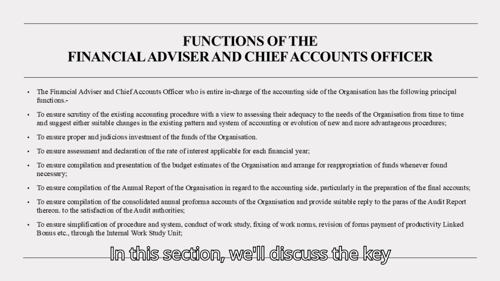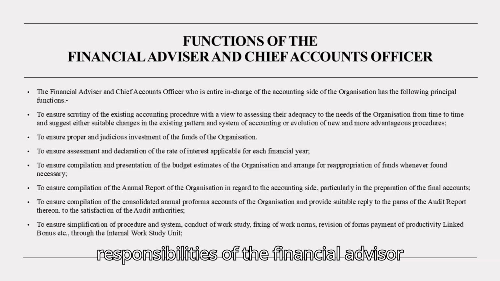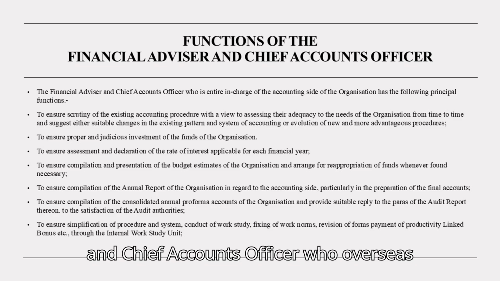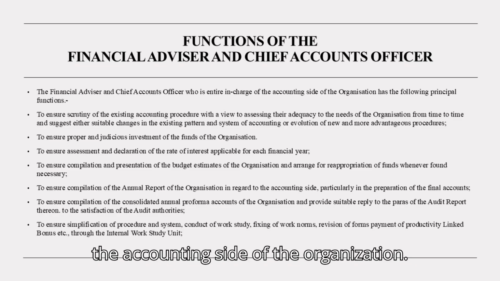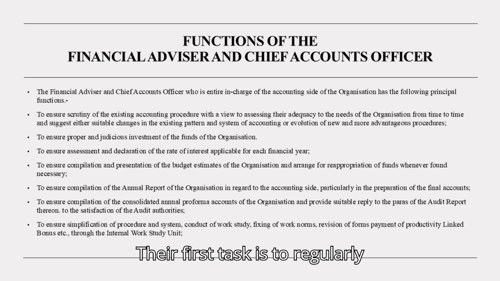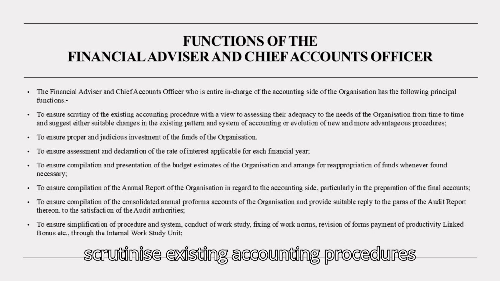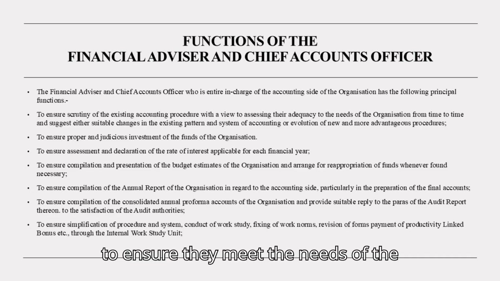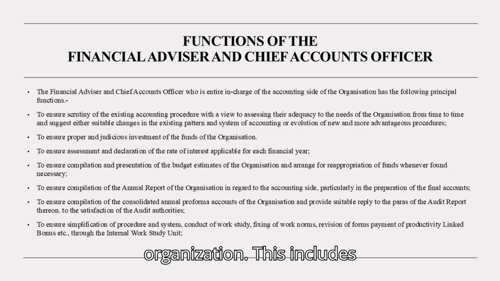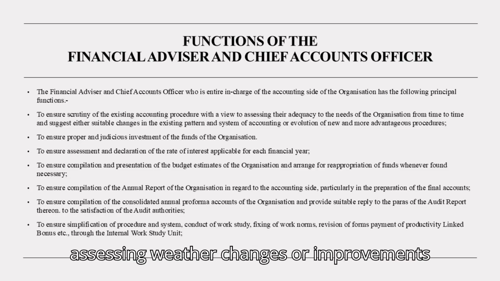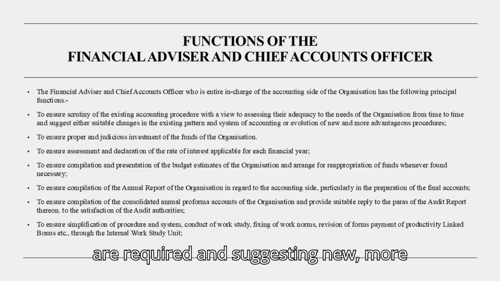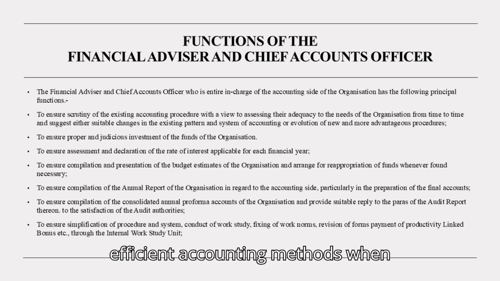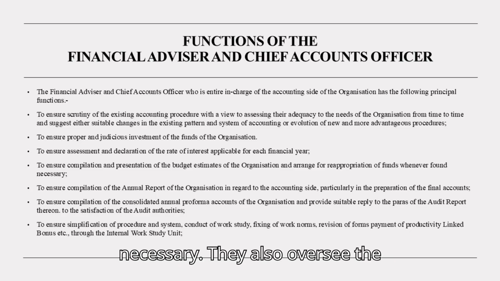In this section, we'll discuss the key responsibilities of the financial advisor and chief accounts officer who oversees the accounting side of the organization. Their first task is to regularly scrutinize existing accounting procedures to ensure they meet the needs of the organization. This includes assessing whether changes or improvements are required, and suggesting new, more efficient accounting methods when necessary.